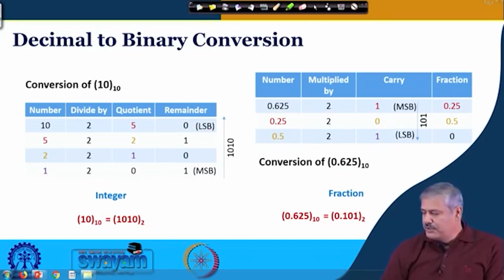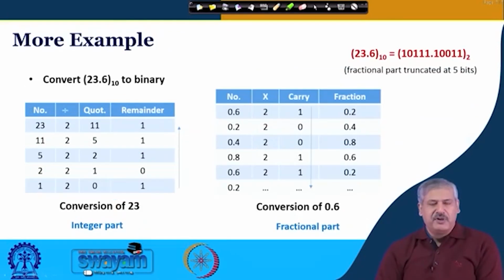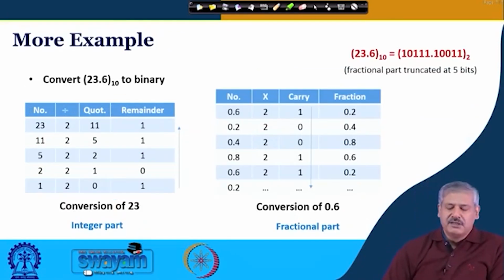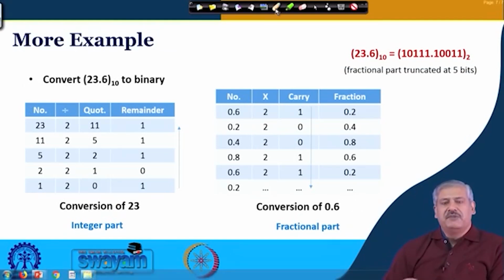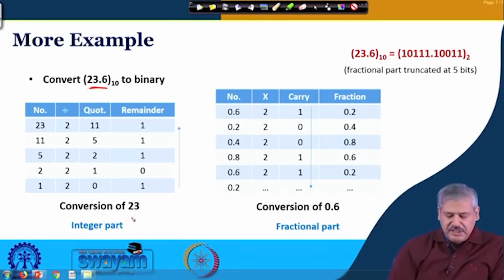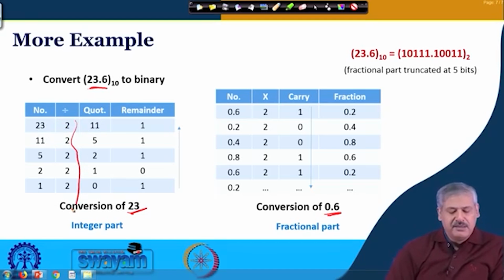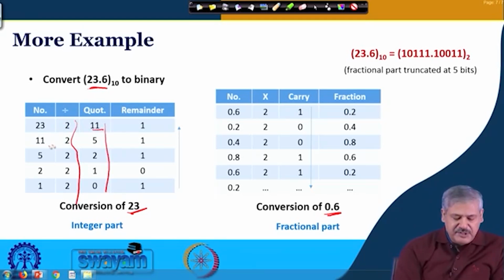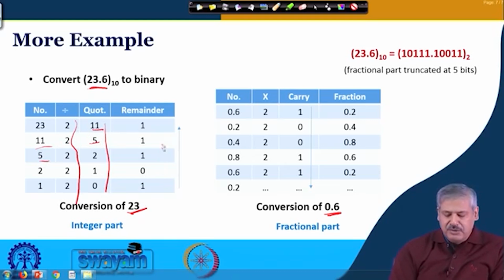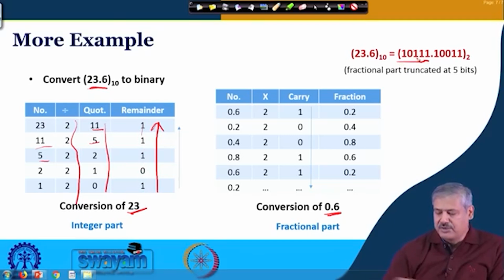Okay. So we have one more example here, 23.6. Here again we follow the same process. We divide the number into integer part and fractional part, and we keep on dividing it by 2 successively and get the quotients. The quotient comes here, this quotient comes here, and we note down the remainder, and then we read from bottom to top. So it will come as 10111.